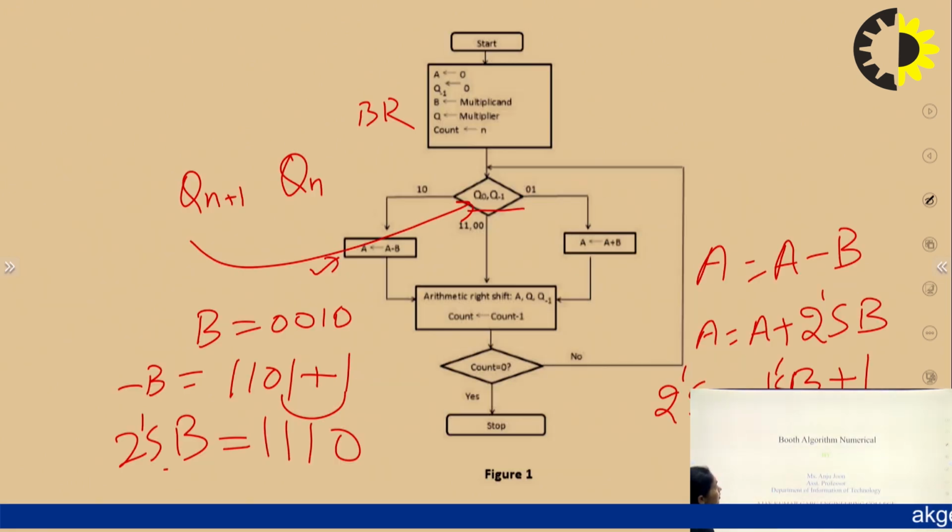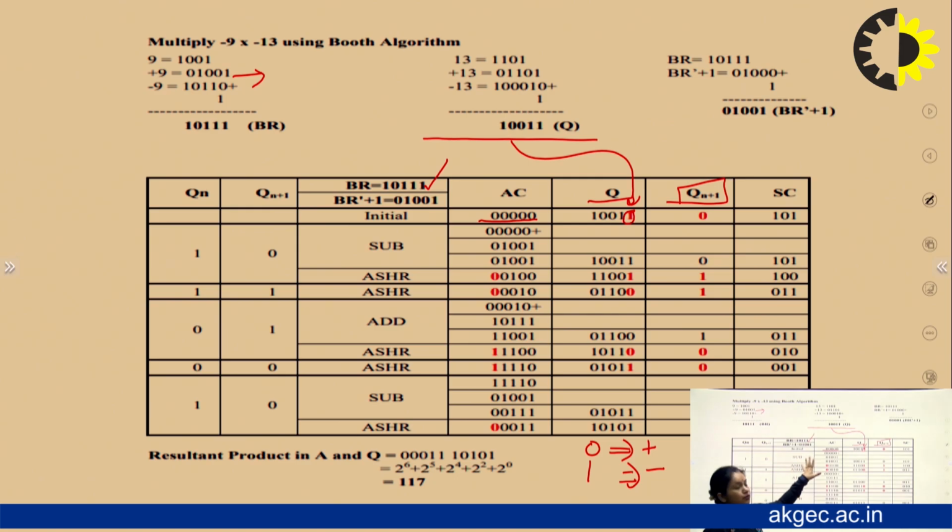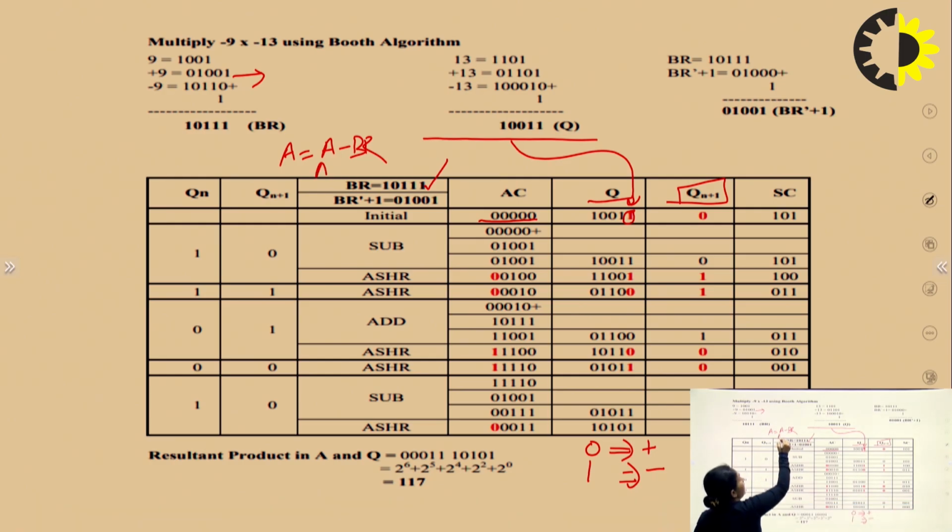Okay, let's come over here. So we need to do the subtraction. Now again, see, accumulator equals accumulator minus B. B is our multiplicand, or we can say BR. What we will do is A plus the 2's complement of BR. Now BR is this, take the 2's complement, it will be the same as this value. So you can cross check that you are doing it right.